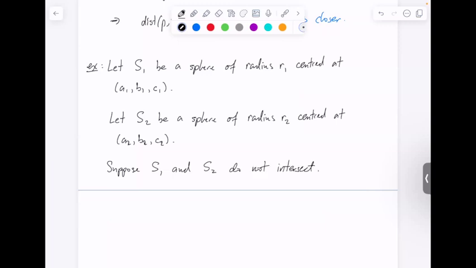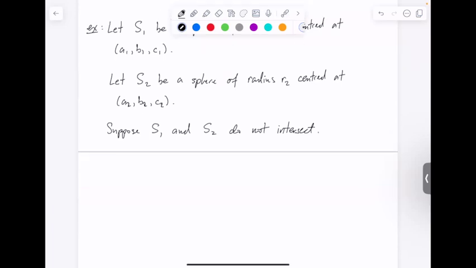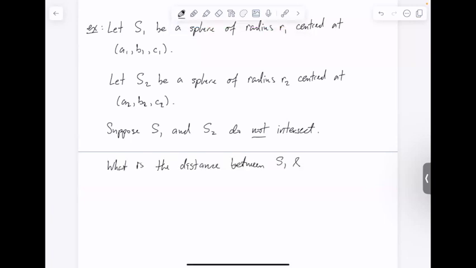Clearly, you could have 2 balls that intersect each other, and we don't really want that in this example. So let's say S1 and S2 are far enough apart such that these are surfaces that do not bump into each other, essentially. So they do not intersect. What is the distance between S1 and S2?